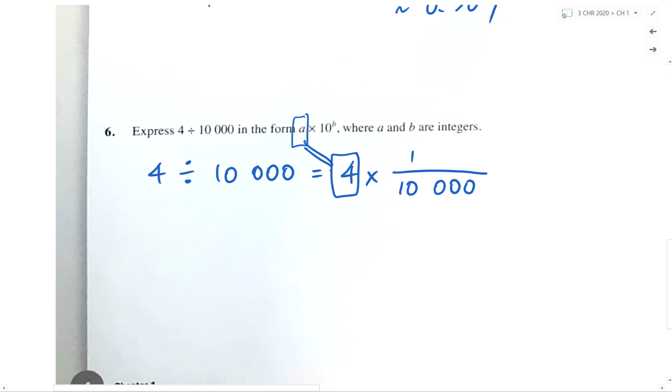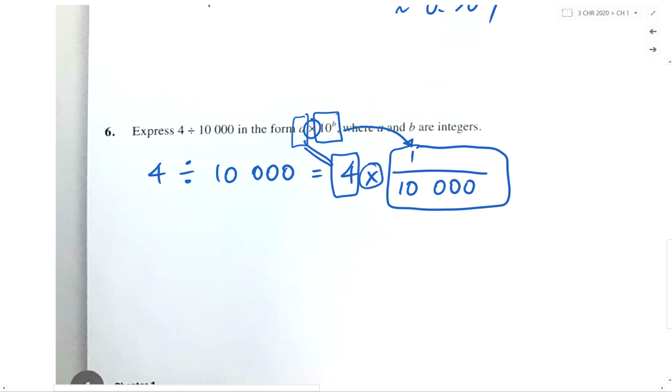Do I have the multiply sign already? Yes, I do. And now I've got 10 to the power of B. This must therefore be equal to my 1 over 10,000. But how do I write 1 over 10,000 to become 10 to the power of something? Is it 10 to the power of 4? Almost there, almost there. If you think that 1 over 10,000 is 10 to the power of 4, you are almost there, but not fully correct yet.